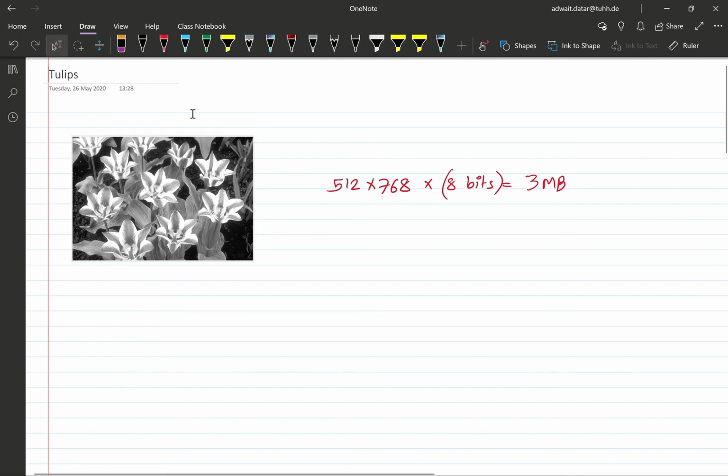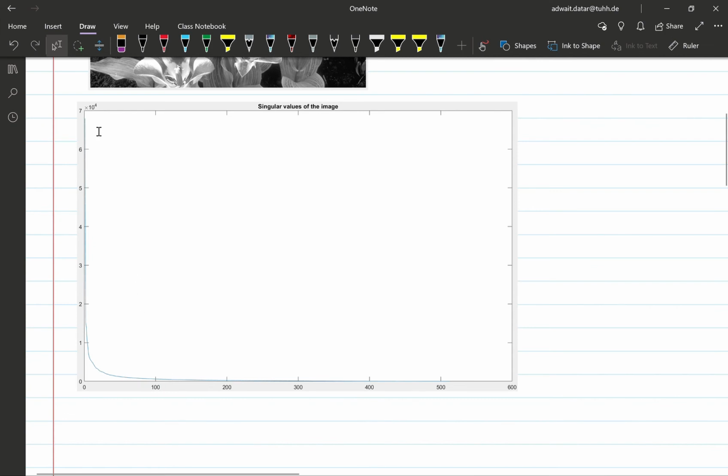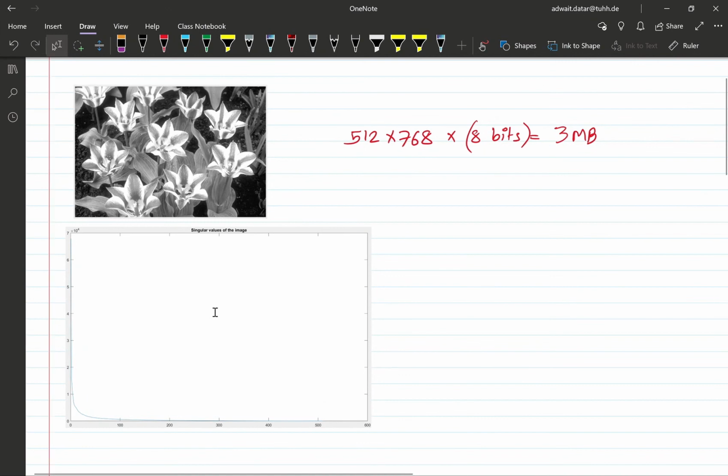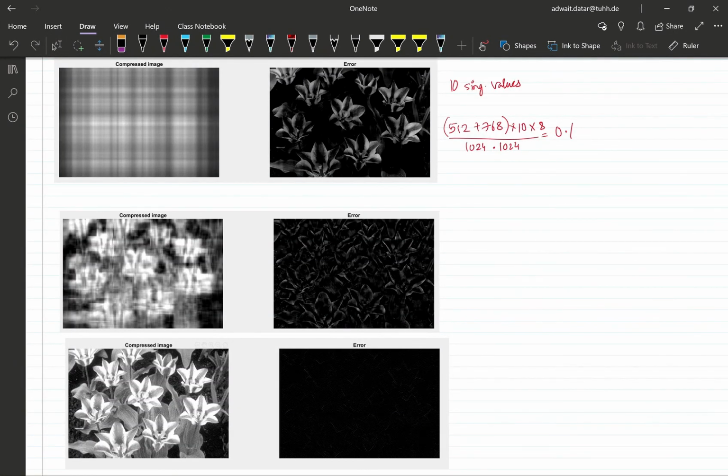Now if we do a singular value decomposition of this matrix and plot the singular values, we obtain something like this. Here you can see the singular values, and a reasonable point that you can also play around with in the code to truncate is, say, around 100. Now if we reconstruct the image by considering only 10 singular values, we get this image, which is clearly not close to the image that we want, and this is the error, which is the difference between the actual image and the compressed image.